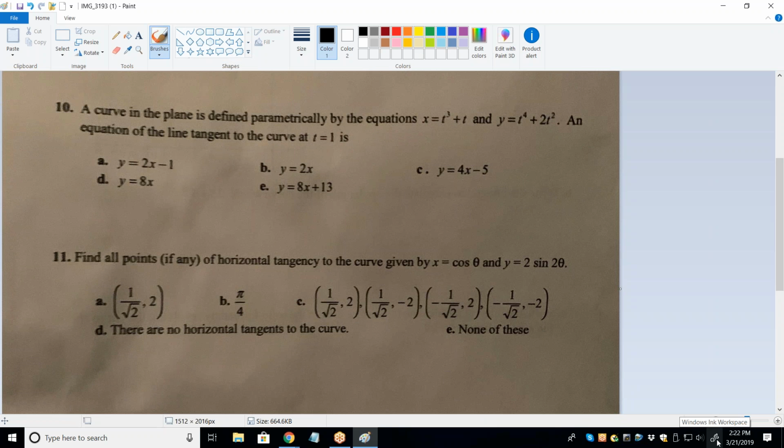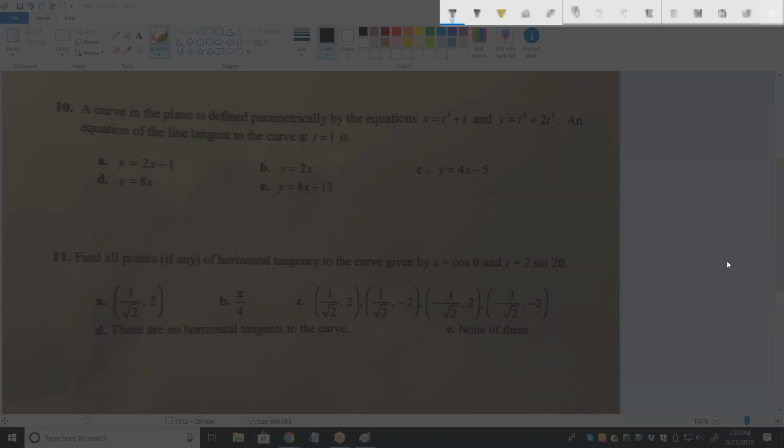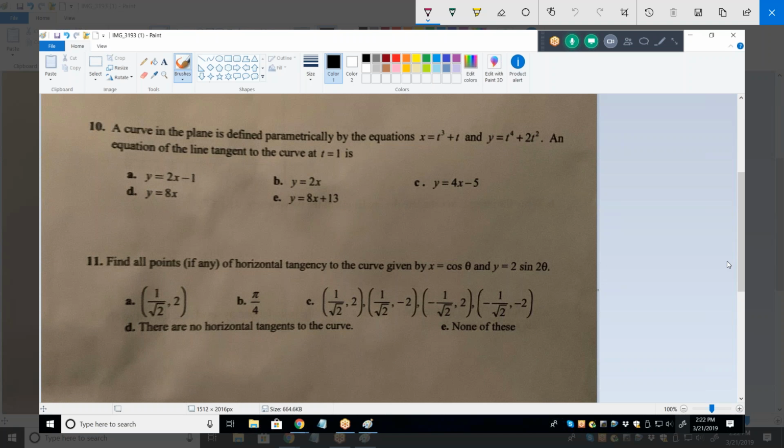All right, number 10. Going backwards. I'm not sure why I went forwards through these the first time, but 10 is pretty easy. It's not that different than anything else we've done, so you help me. This time we're looking for the equation of the line tangent. So we would find dy/dx first, and dy/dx equals dy/dt over dx/dt. Okay, what's dy/dt? dy/dt would be 4t cubed plus 4t. And dx/dt would be 3t squared plus 1.